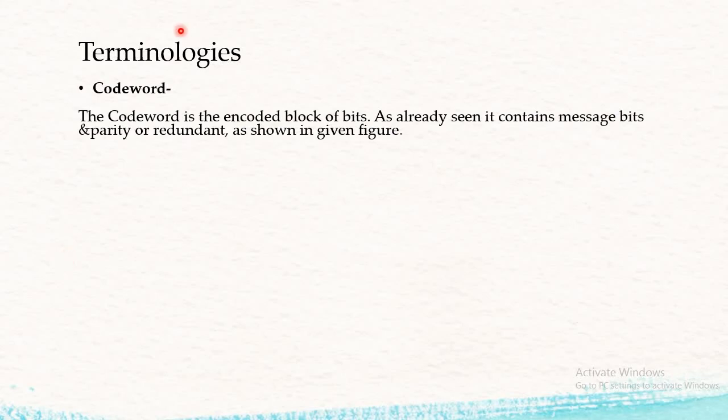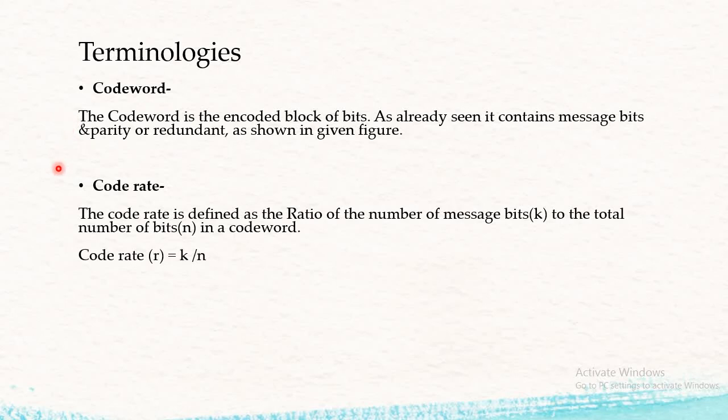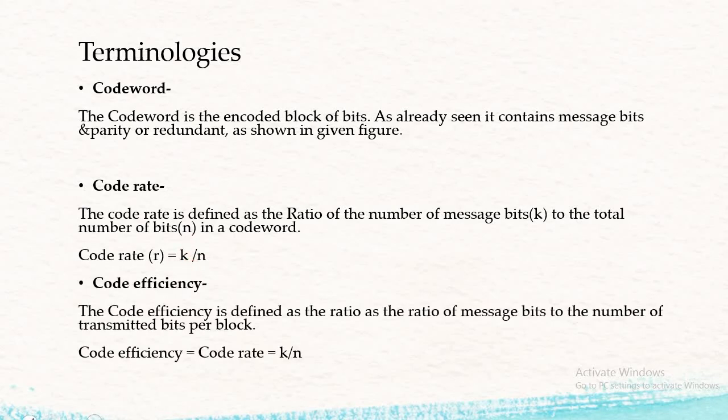The first terminology is code word. The code word is the encoded block of bits. As already seen, it contains message bits and parity or redundancy bits. Second one is code rate. The code rate is defined as the ratio of the number of message bits to the total number of bits in a code word. So it is given by R. R is equal to K divided by N, where K indicates the number of message bits and N indicates the number of bits present in a code word. Last point is code efficiency. The code efficiency is defined as the ratio of message bits to the number of transmitted bits per block. It is given by K upon N.